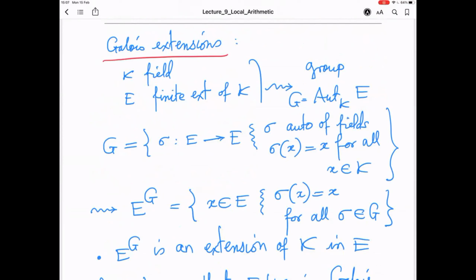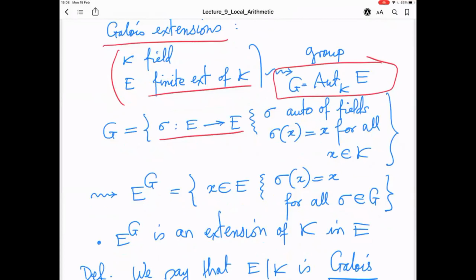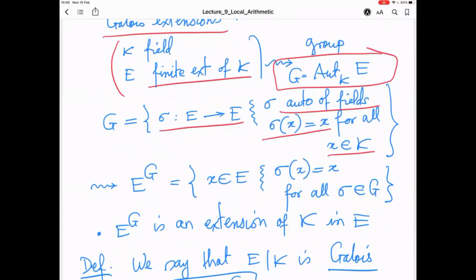And what is the definition? You have a finite extension E of K, and then you can form this group of all K-automorphisms of E. So it consists of all automorphisms from E to E. So sigma should be an automorphism of fields, but it should take every x in K to itself. Sigma of x is equal to x for every x in K. If this happens, we call them K-automorphisms of E. So fine, this is a group.